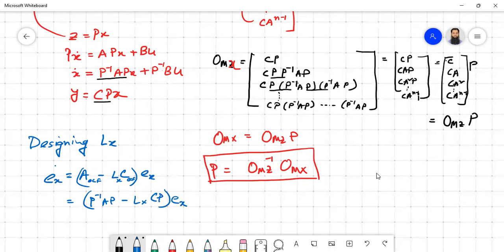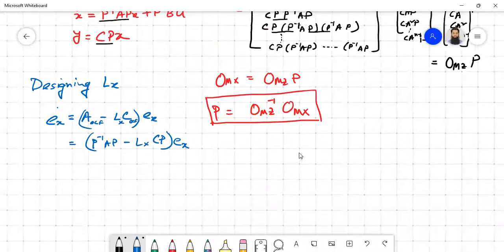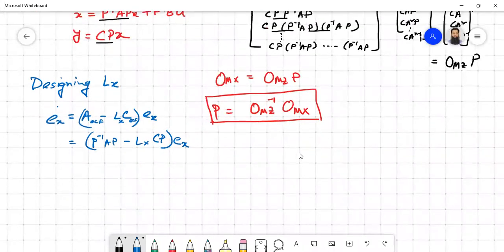So this is our error of the state. We can easily link it with the previously discussed one. And the error of the output, y minus y hat, previously was C eX, but now it has to be the new C, that is CP eX.